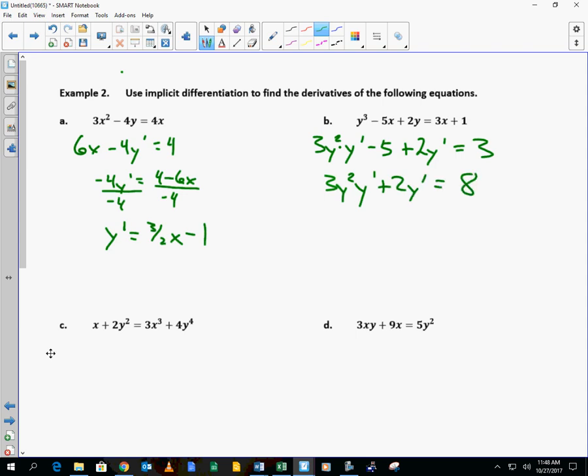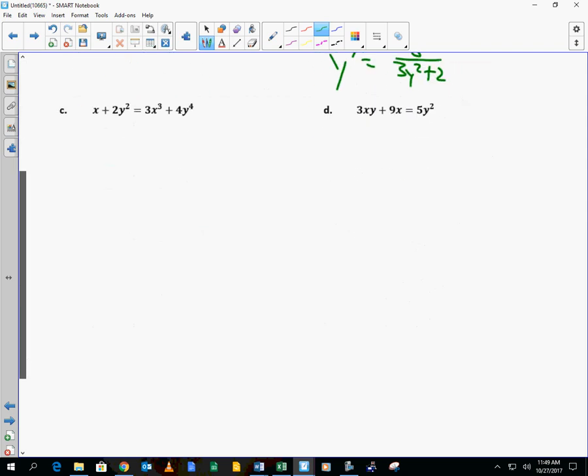So I factor out a y prime, and I get 3y squared plus 2. And I divide by 3y squared plus 2. That's my derivative. Not too bad, huh? You try letter C on your own. Let's go.